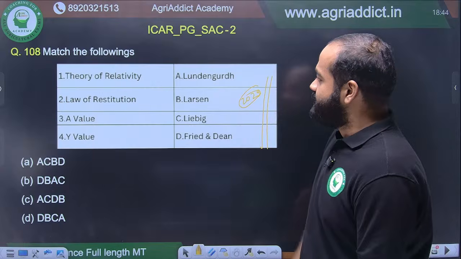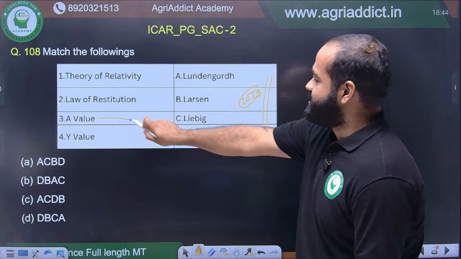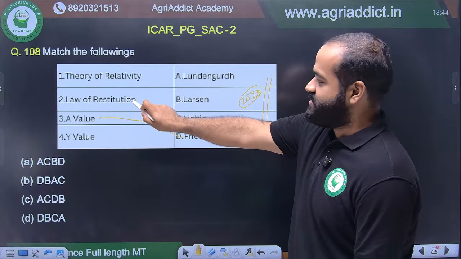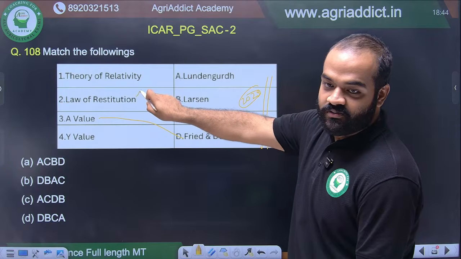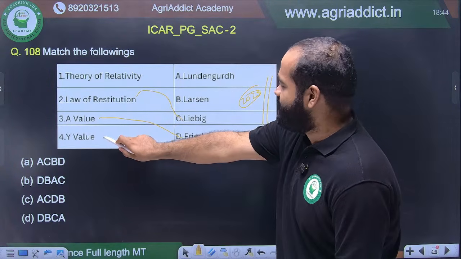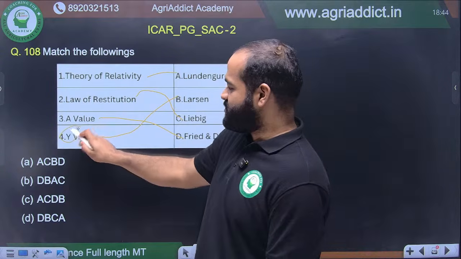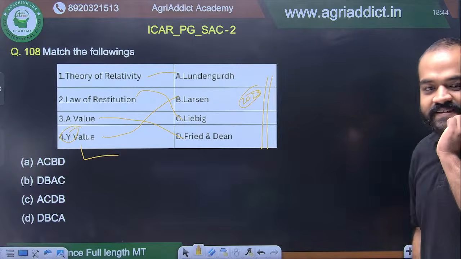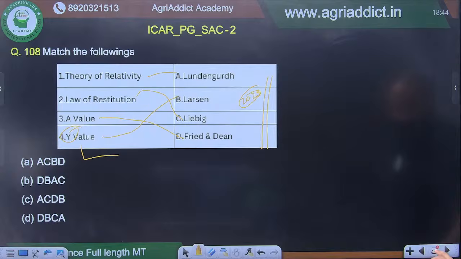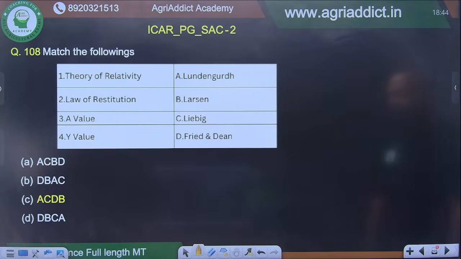C. Let us see here. First we match the easiest one. Then law of restitution. Does anyone know? Liebig. Then the Y value was given by... Actually this is wrong, this should be L value. There are often mistakes in PYQs. What to do? So yes, the correct answer would be C. Perfect. A, C, D, B.